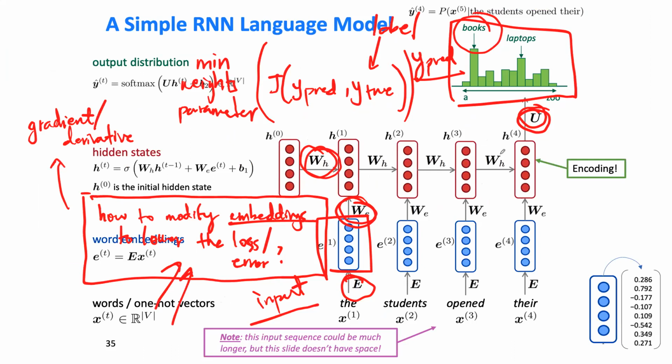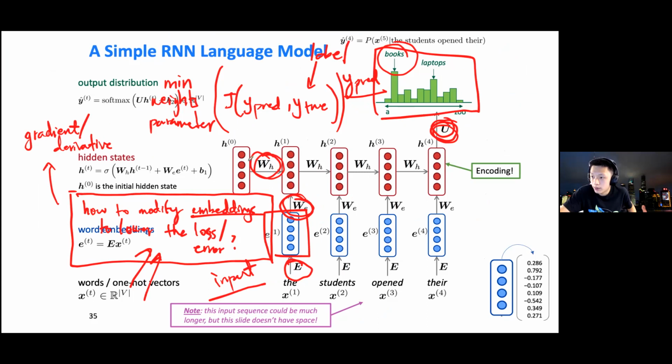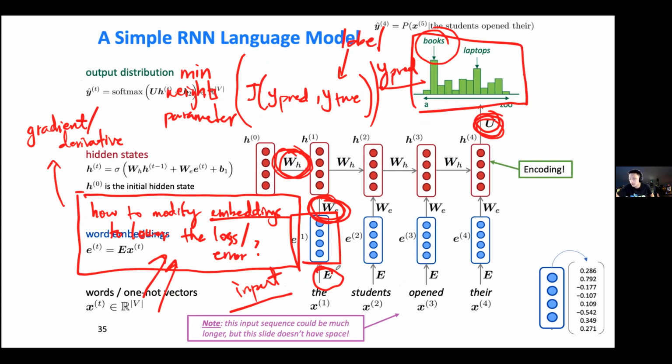So all in all, there are 4 parameters that we're changing. The big output matrix, the big matrix that tells you how you should remember previous states, the big matrix that tells you how you should remember the new inputs, and then finally, the big matrix that defines all of your embeddings.